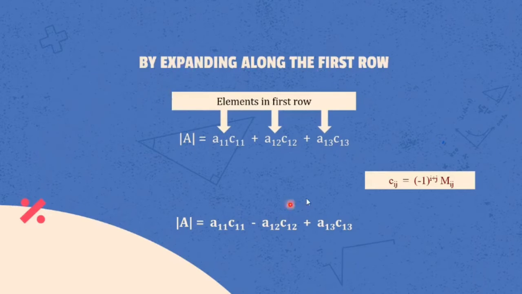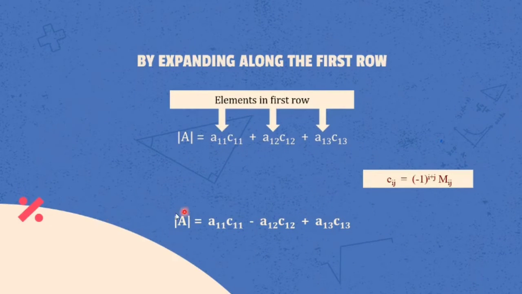For this one, I choose the first row by expanding along the first row. So this is the formula for determinant A using the first row. A11, A12, and A13 are the elements in the first row. Meanwhile, C11, C12, and C13 are the cofactors. To find the cofactors, this is the formula for the cofactors. When the sum of the indices of the cofactor is an odd number, it will become negative. Thus, we should use this formula to find the determinant A by expanding along the first row.